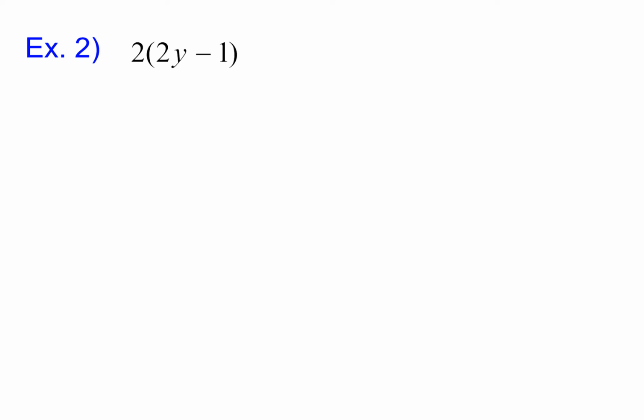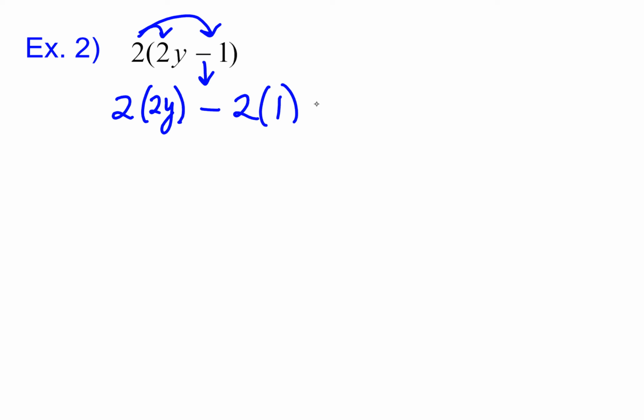This says 2 times 2y minus 1. So what we're going to do is give the 2 out to both terms. So we end up with 2 times 2y. And whatever sign this is here, this happens to be a subtraction sign, we're going to bring it down with us. And then we're going to put the 2, and then we're going to multiply it times 1.